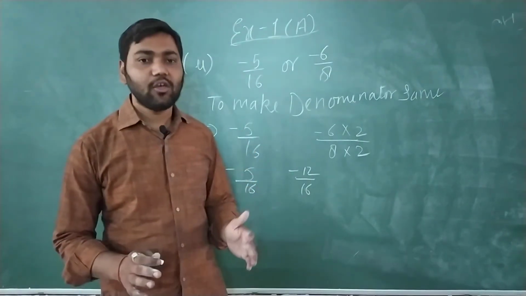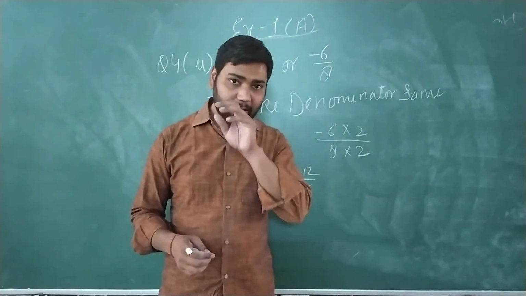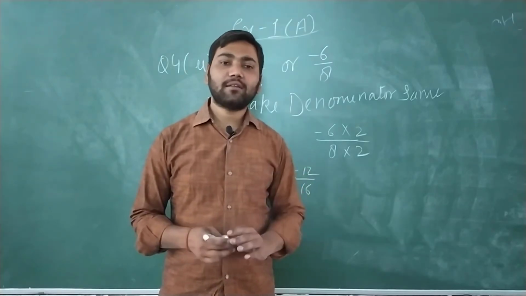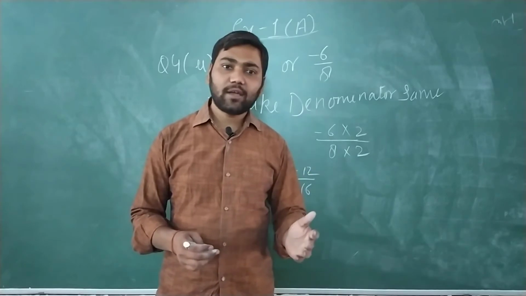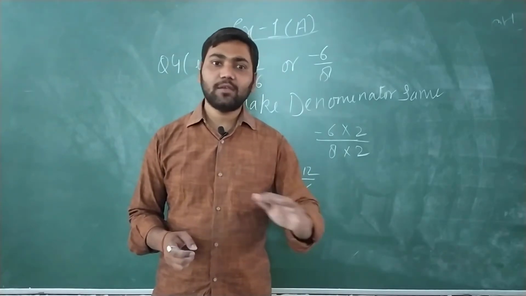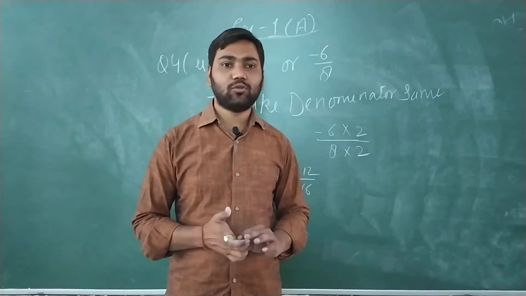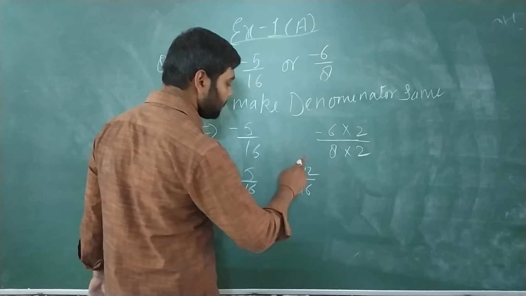Minus 5 by 16 and minus 12 by 16 are both converted to like fractions. Like fractions you have studied in your previous classes. Like fractions means fractions in which the denominators are the same. All those fractions whose denominators become the same are converted into like fractions, and we call them like fractions. So minus 5 by 16 and minus 12 by 16.